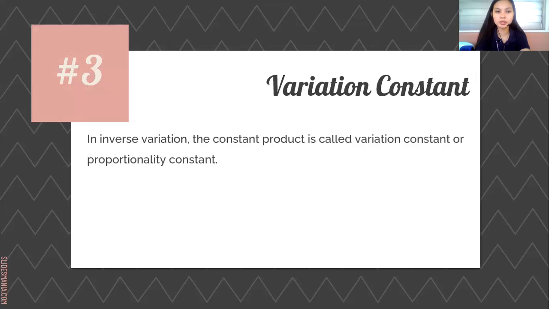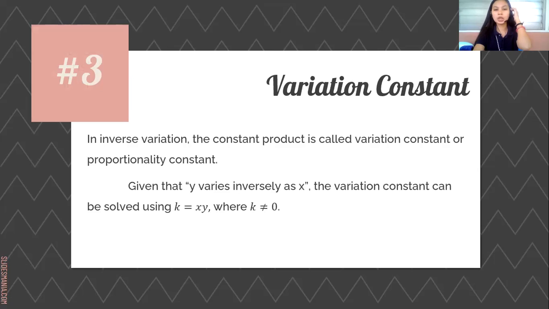Next po, variation constant tayo. In inverse variation po, the constant product is called variation constant or proportionality constant. So given that y varies inversely as x, the variation constant can be solved using k equals xy, where k should not be equal to 0. 'Di ba dun po sa direct natin, kung babasahin natin siya, it is like y is directly proportional to x. Tama po. Dito naman po, y varies inversely as x po. 'Di ba? So andun pa rin yung clue word ninyo.